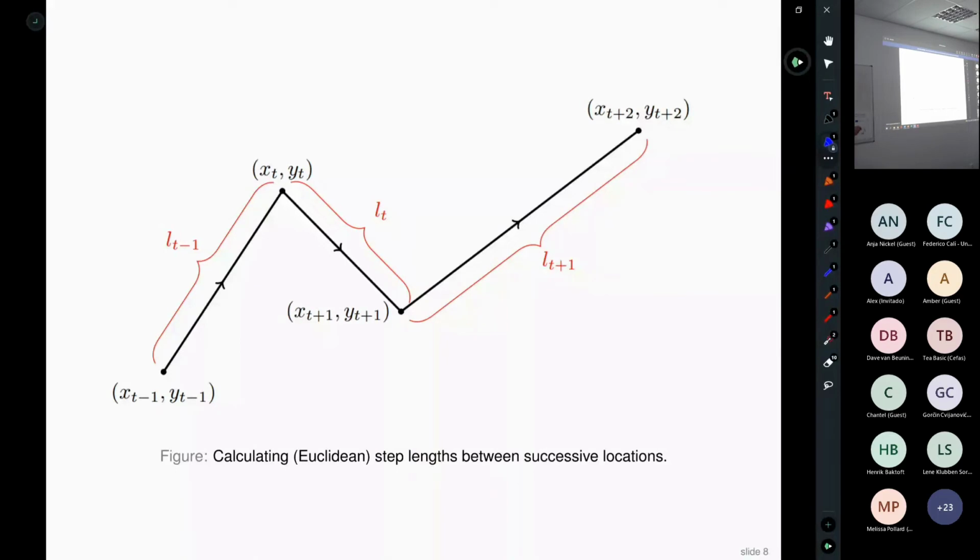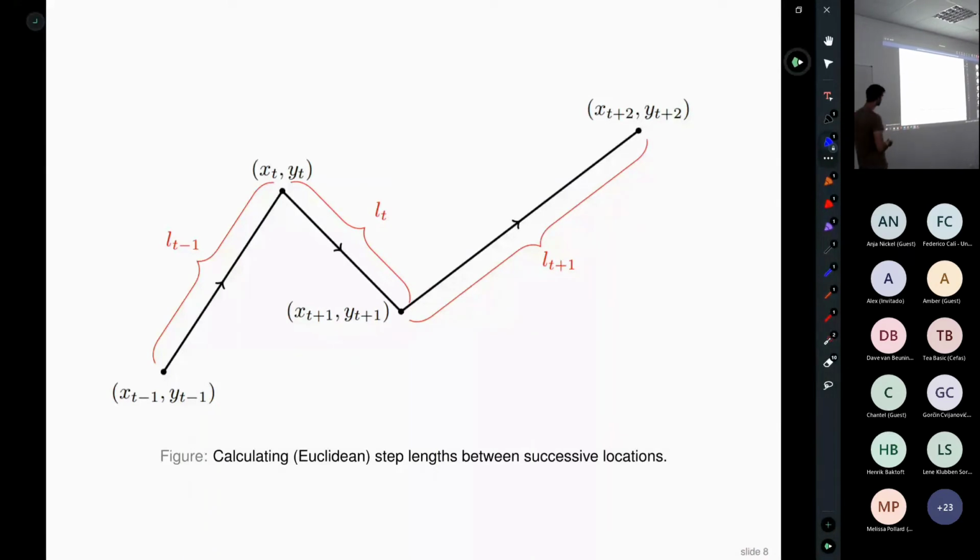What is informative is the steps between the coordinates. How fast, or how far did the animal travel? And how much directionality was there in the travel? So between coordinates, so over time, are there longer steps, and also are the turning angles, the changes in direction, are they large or are they small?